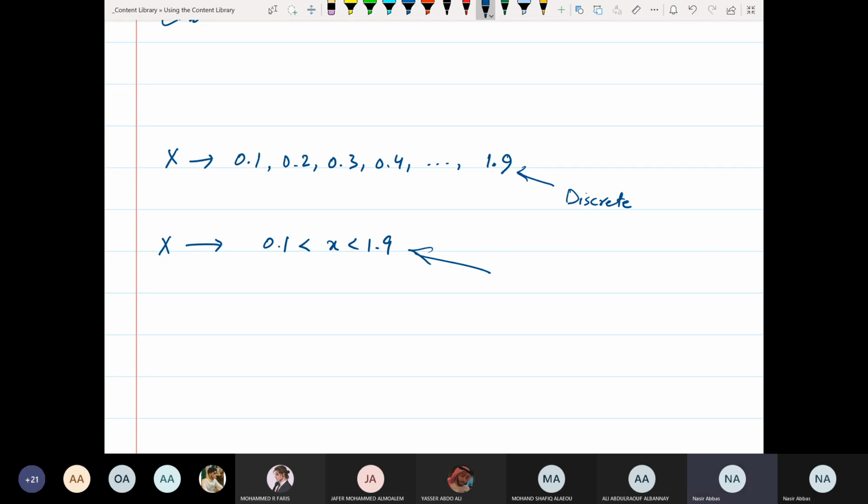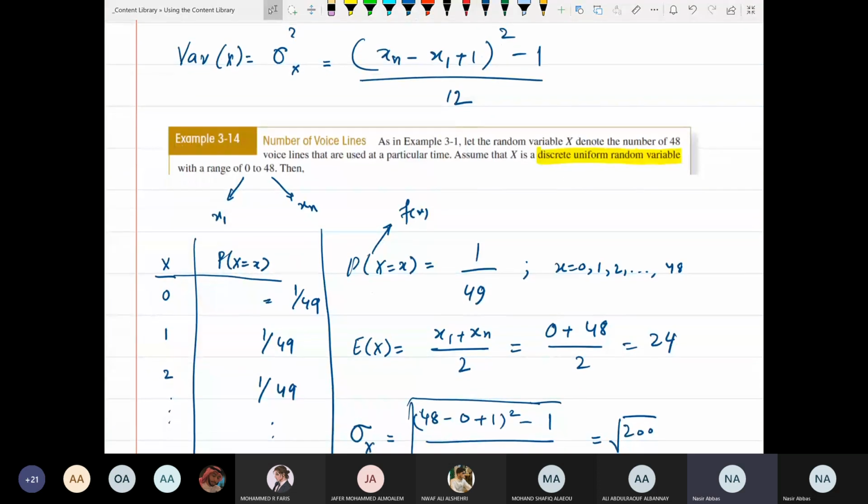This is no longer discrete. This is continuous now. So if I tell you the domain of x like this one, you cannot apply this thing here.